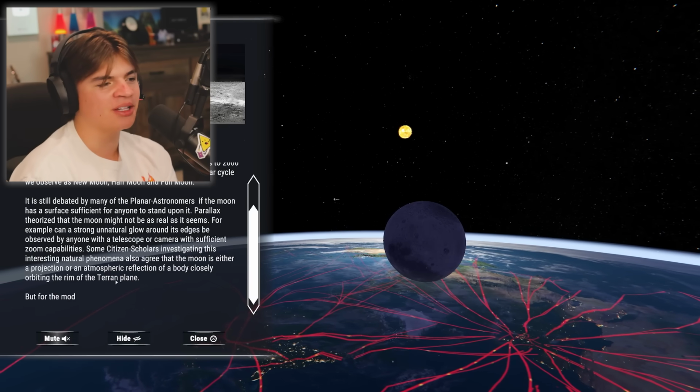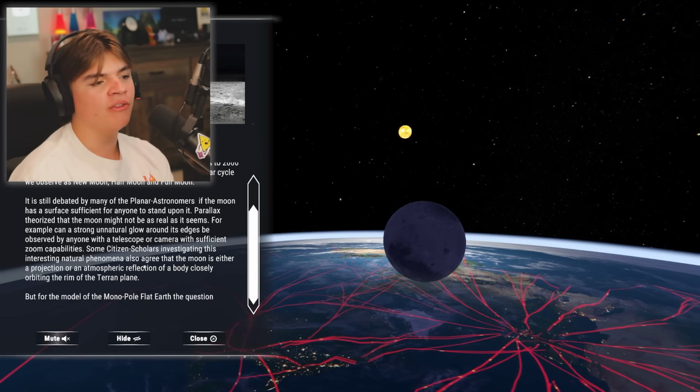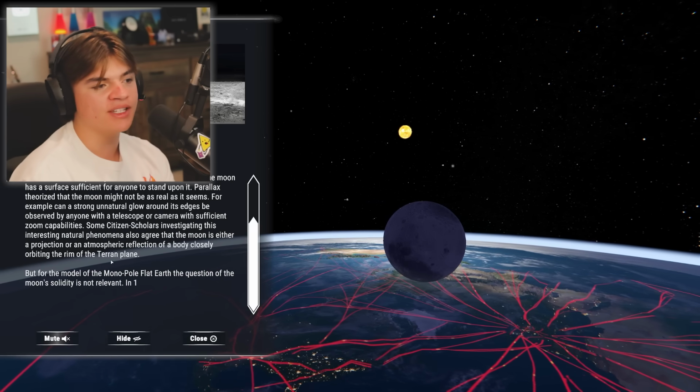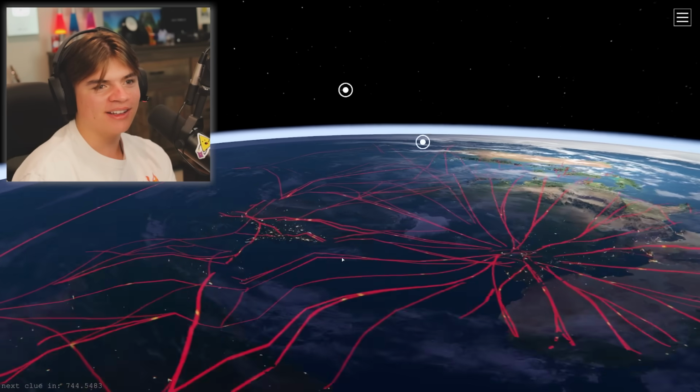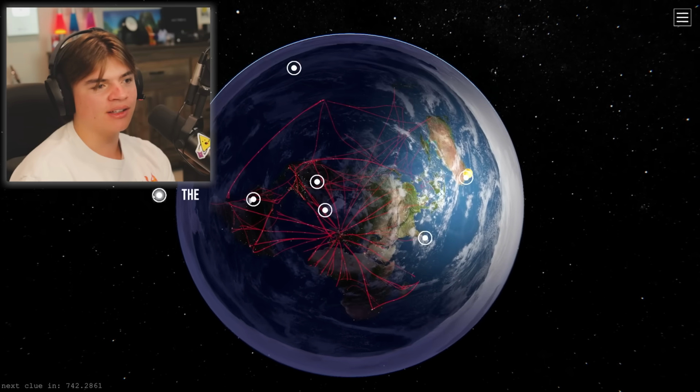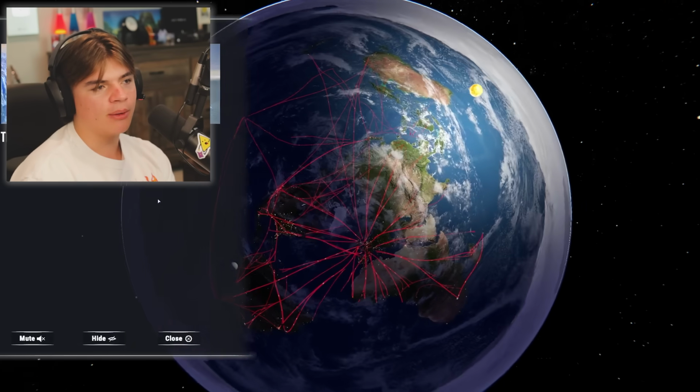Okay, now they're saying the moon isn't even real. They're saying it's a projection or an atmospheric reflection of a body closely orbiting the rim of the Terran plane. Oh my goodness. Okay, so I guess there's, oh, is that what this is? The Antarctic ice wall. Okay, I want to learn about this.